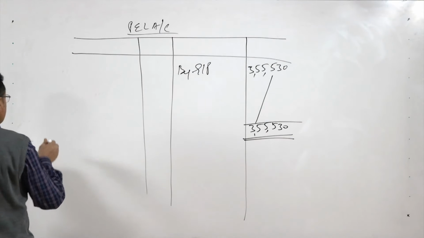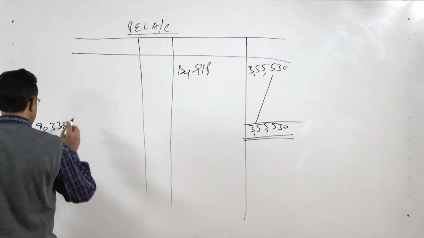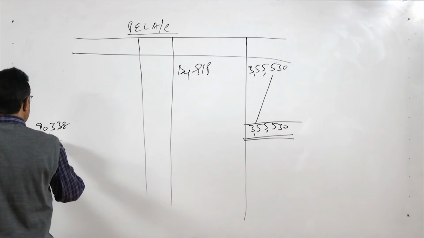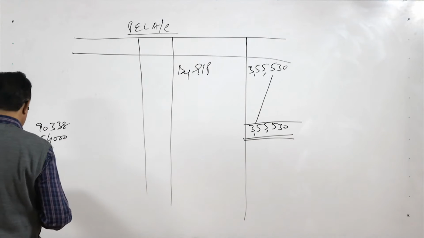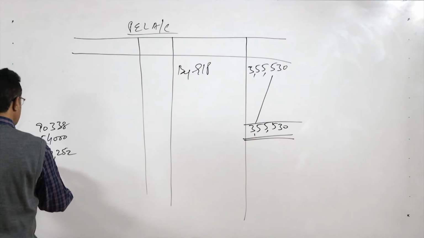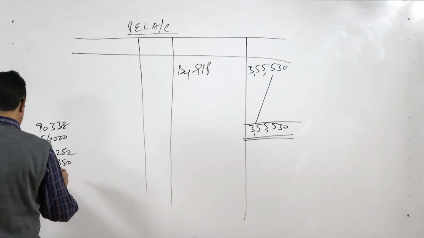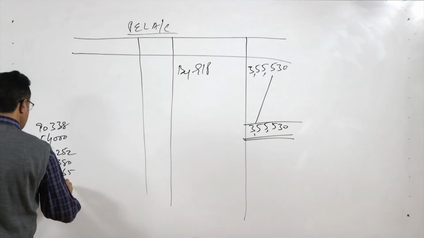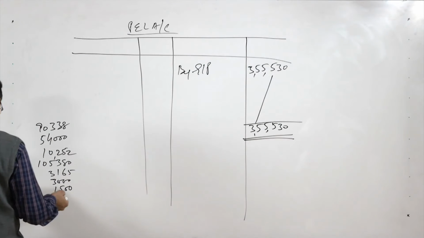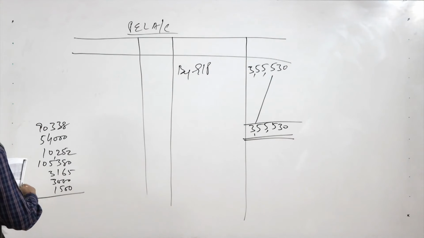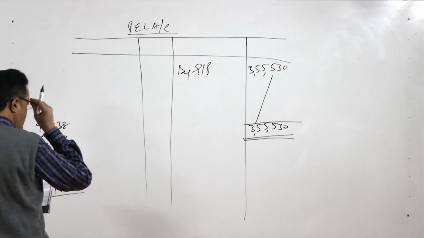The total items here we will again put. 90,338 were the salaries, and then the other balances: 54,000 was the interest item. Then general expenses were 10,252. Then depreciation was 1,05,380. Bad debts are 3,165, and then we have 3,000, and then 1,500, and I think these are only the preliminary expenses and everything. So we have taken all the expenses here, and we will be able to find out the total of the expense side.